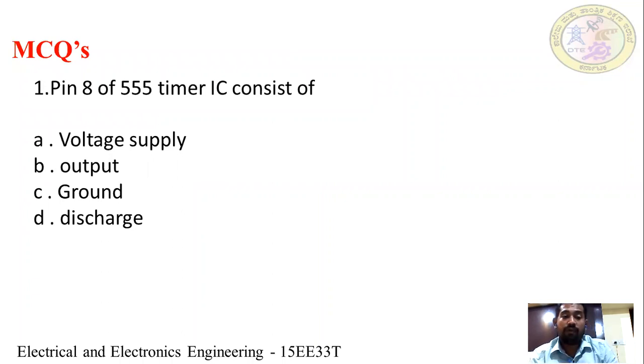Question number one. Pin number 8 of the 555 timer IC consists of: option A voltage supply, option B output, option C ground, option D discharge. Let me check the answer. The answer is A, voltage supply. Pin number 8 is given for voltage supply.